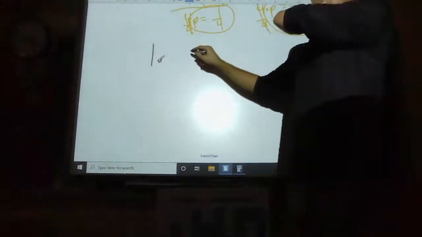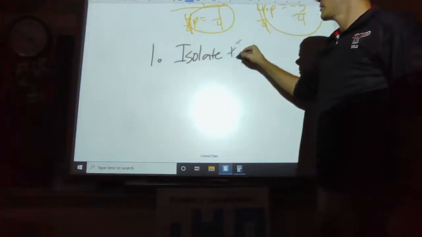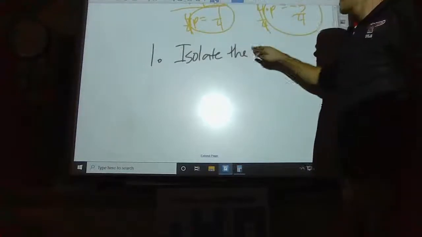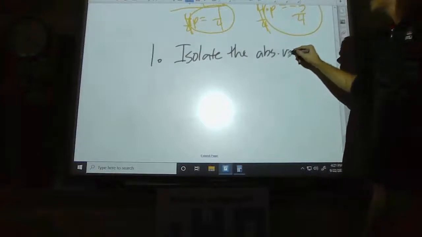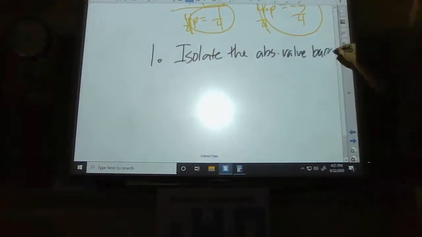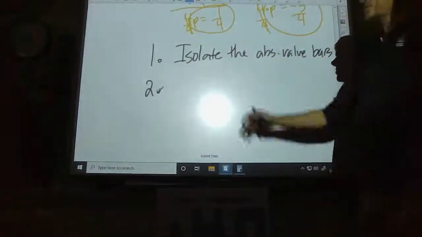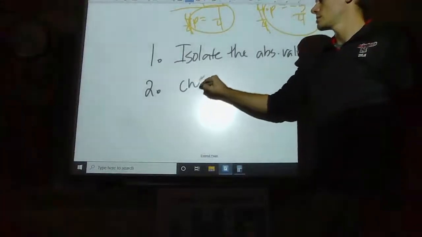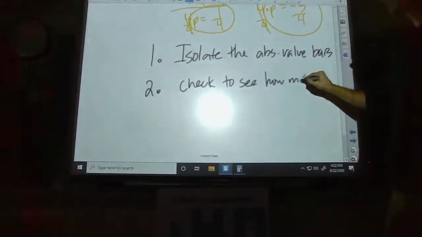Step 1, what should you do first on all of these? Isolate the variable. No. The absolute value. I'm so used to saying that. Isolate the absolute value bars, right? And then number 2, once you get it isolated so that the absolute value is the only thing on that side of the equation, then you can check to see how many solutions, right?